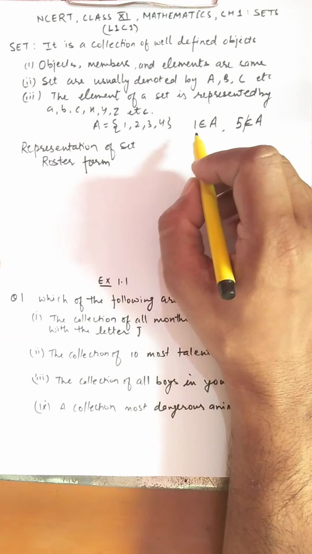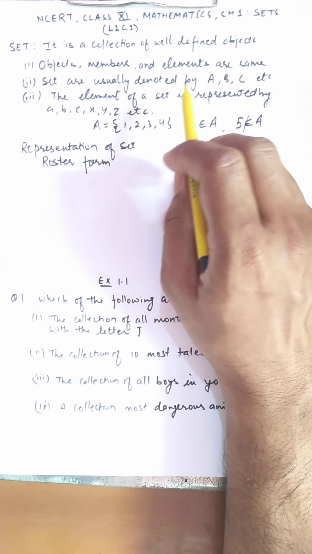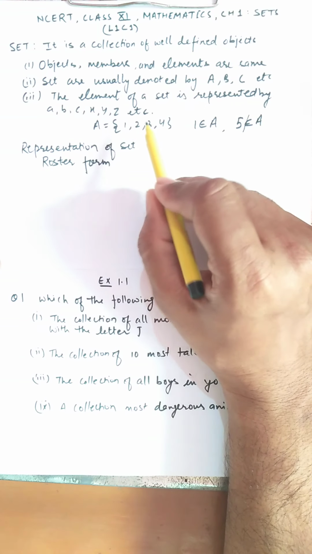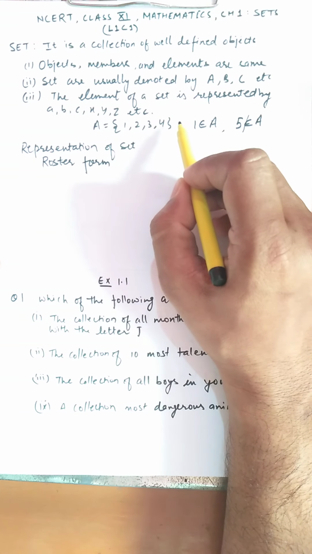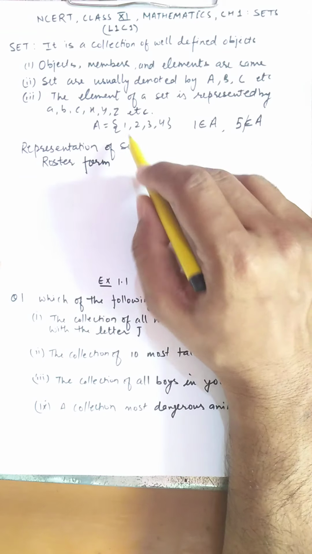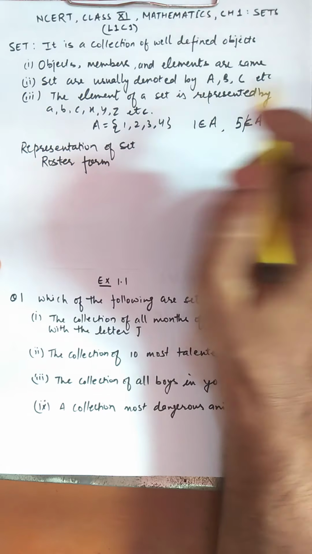One more thing, the elements are not repeated. If you have written 1, 2, 3, 4, we will not write 1 again or 2 again. All elements should be uniquely represented in the set.